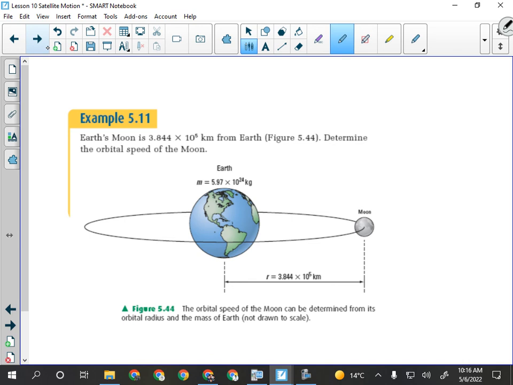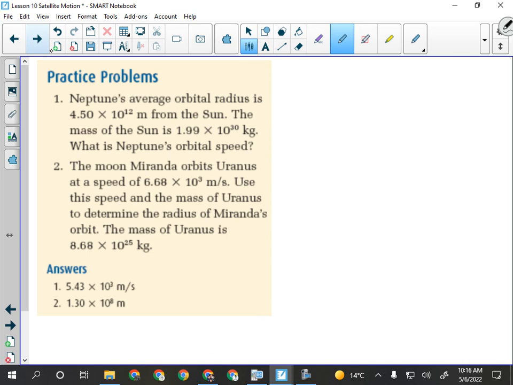All right. That one we did yesterday. All right, I want you guys to try these two. Okay, so we got Neptune is a satellite of the sun, obviously. And then this one here is about one of Uranus's satellites, or moons.